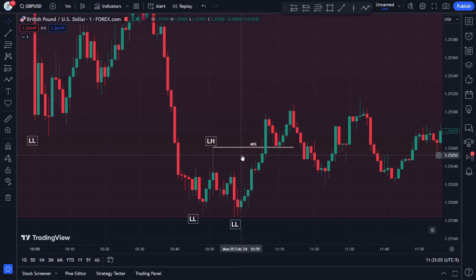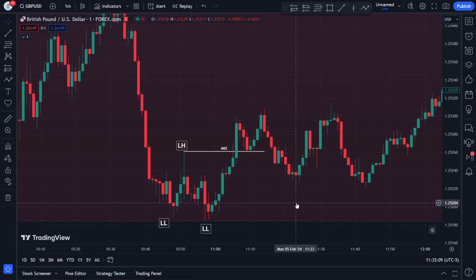So if the candle has closed above the wick, then it's going to be confirmed as a market structure shift. Otherwise, it will not be considered as a market structure shift. After that, we are going to be looking for two to three things. First, we are going to be looking for the fair value gap, and second, we're going to be looking at what to do if there is no fair value gap.